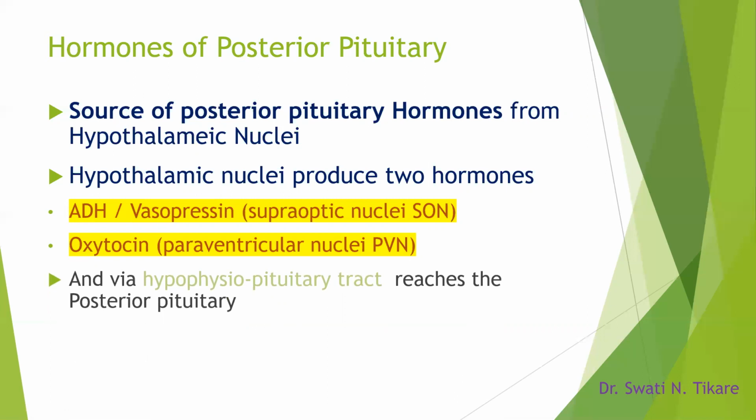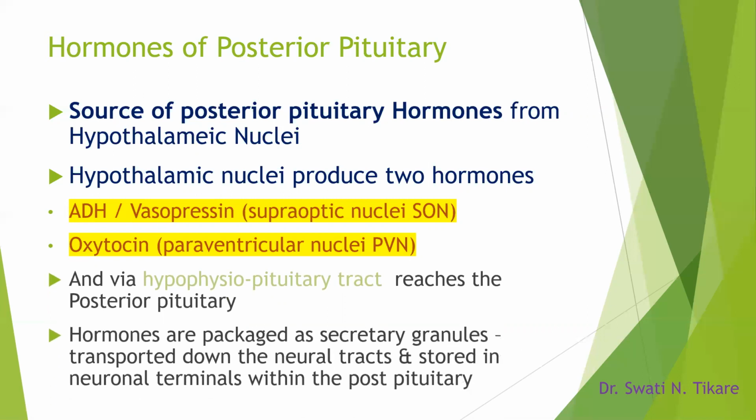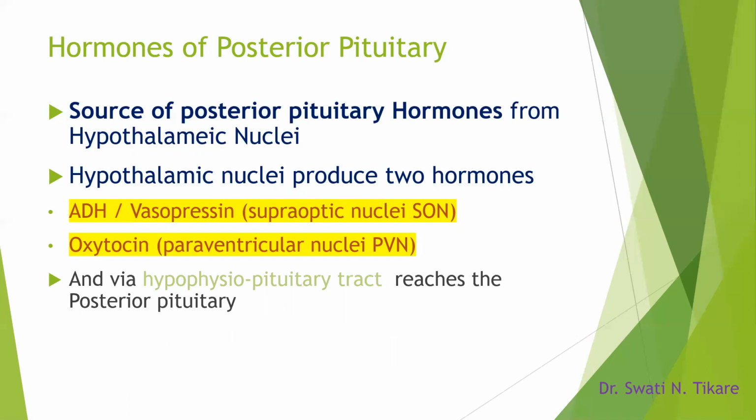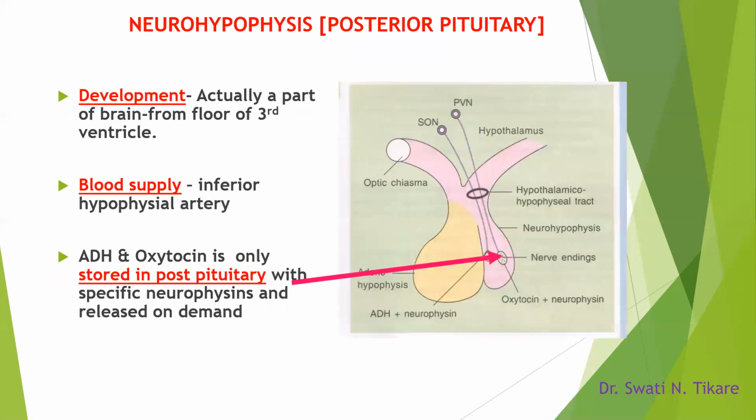And via the hypophyseopituitary tract, the hormones reach the posterior pituitary, where they are stored and packaged as secretory granules, transported down the neural tracts and stored in the neuronal terminals within the posterior pituitary. What we saw in the previous diagram, the hormone along with the neurophysin, is stored here in the nerve ending.